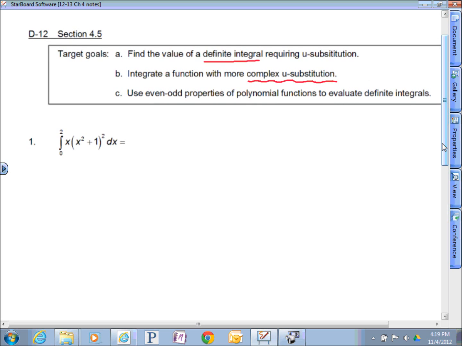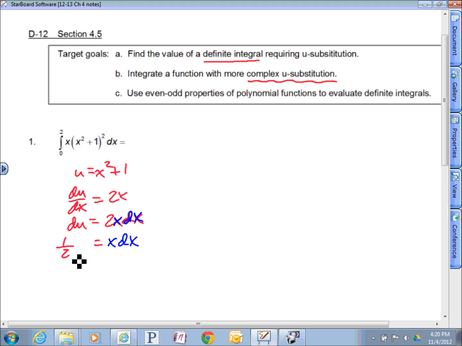So problem number 1, let's pretend for a second that we don't see these bounds. Let's just pretend the bounds aren't there. If that's the case, do you have an inside function? You bet. u is equal to x squared plus 1. du over dx would be the same as 2x, so du would be 2x dx. Do we have 2x dx in the problem? No, but we definitely have an x dx in the problem. That x dx is going to be the same as half of a du. So let's throw that in there.